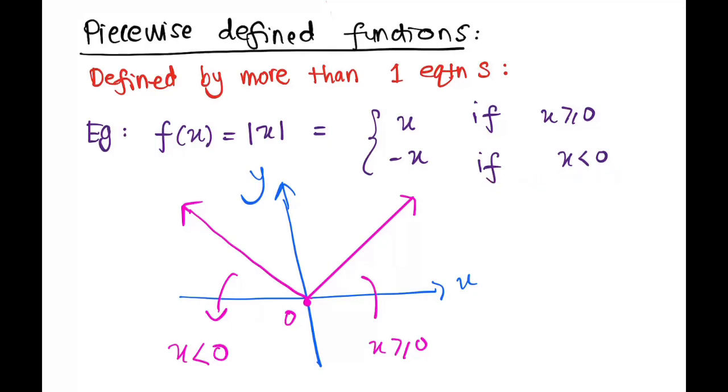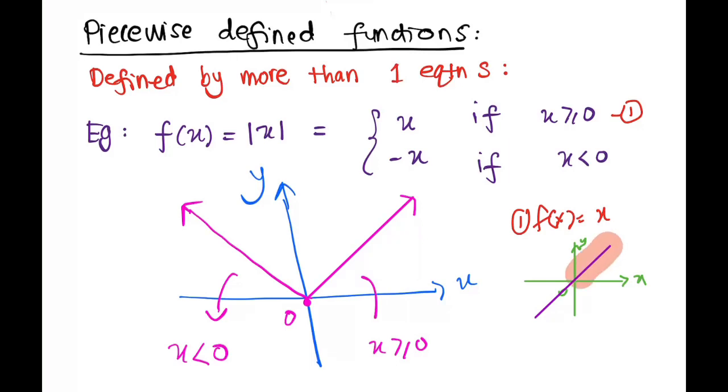So we need to graph them one by one. First, let's graph for x more than or equal to 0. This is the first graph, which is just f(x) equal to x. This is the identity graph. Let's draw it. This is a straight line. What do we want to take? We just want to take x more than or equal to 0, so we just want this part here.